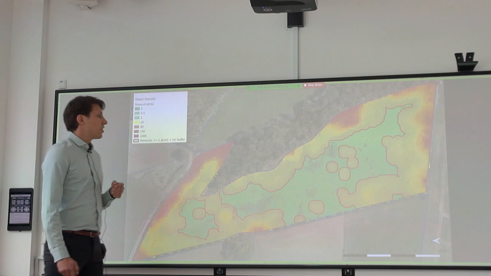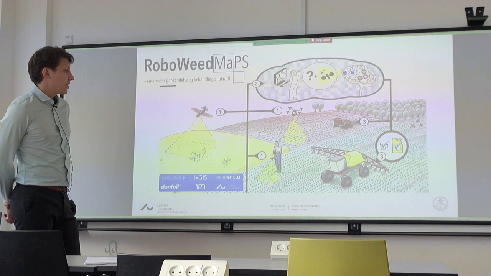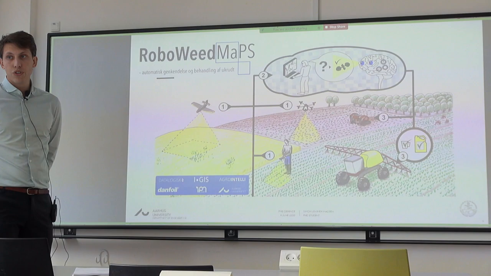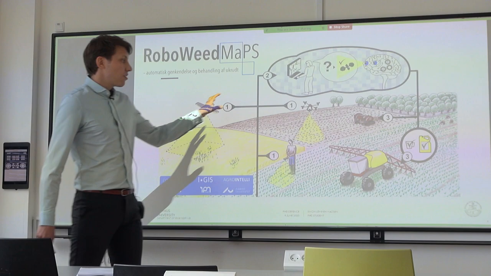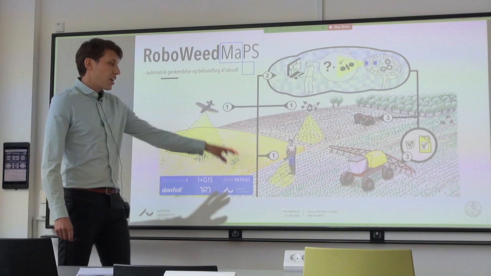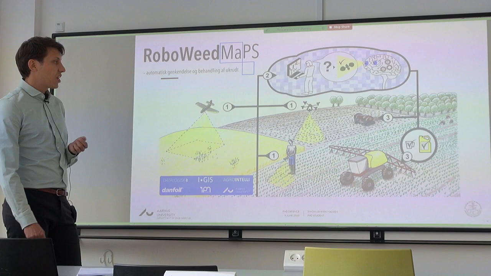This is the general idea behind the Robovator Weed Maps research project, which my PhD has been a part of. This project is a collaboration between Aarhus University and several private companies. The figure here illustrates the general idea behind the project, where we first have some data collection in the field, where we either use airborne drones, handheld cameras, or today also land-based vehicles, such as ATVs, where we have mounted a camera, or we could also mount the camera directly on the farming equipment.